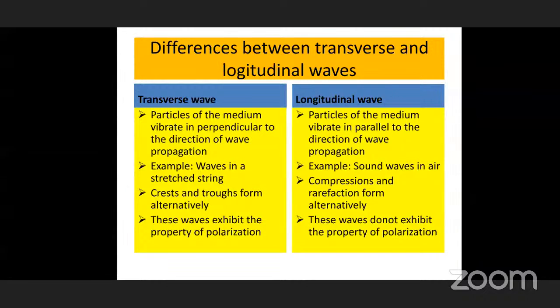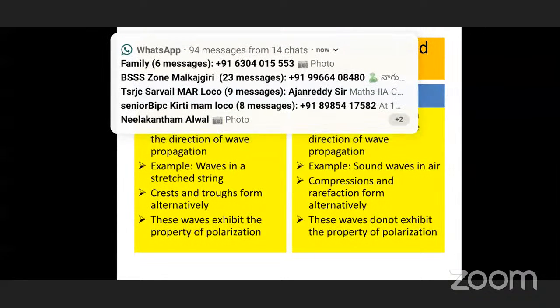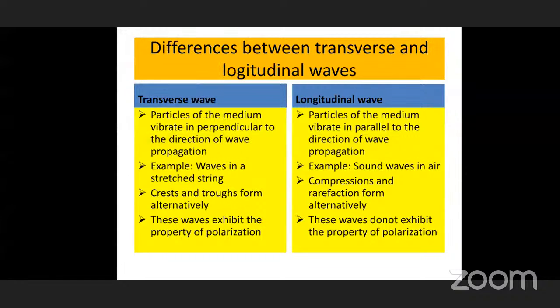According to yesterday's definitions, the main difference between longitudinal and transverse waves is the particle vibration. So the first difference you can see in this table, in this PPT, for transverse wave and longitudinal wave. First, particles of a medium vibrate perpendicular to the direction of wave propagation. Second, in the longitudinal wave, particles of the medium vibrate parallel to the direction of wave propagation.